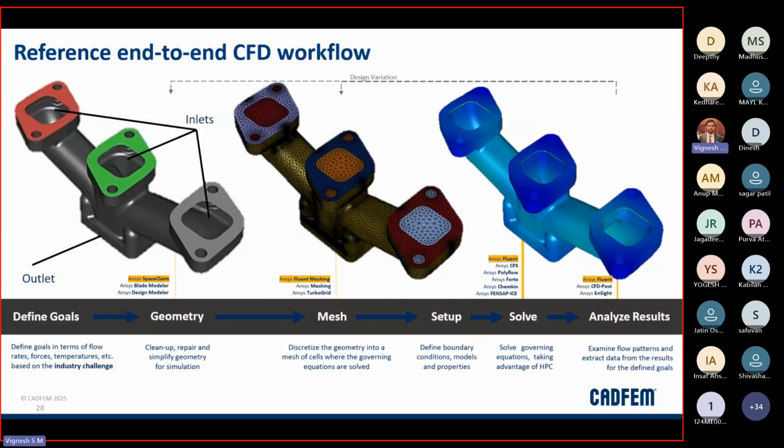So as I mentioned, it's a completely end-to-end workflow. Once you define a goal, the geometry can be done in SpaceClaim, and meshing, setup, solve, and post-processing can all be done in Fluent alone. The meshing is also done in Fluent Meshing, which is a wonderful meshing software. It's extremely easy for beginners and also for the traditional user. It's completely flexible and robust to use.